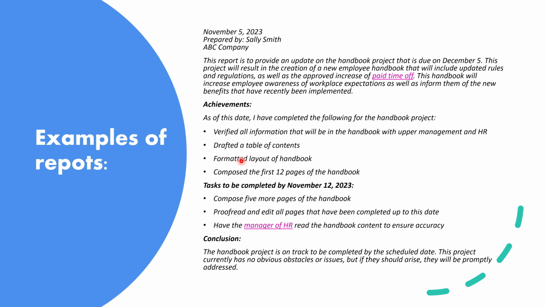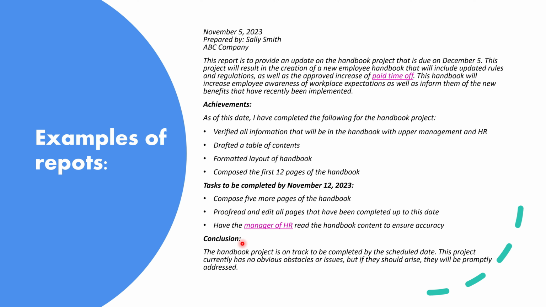And what is happening here is that this person is trying to tell his manager what exactly he has fulfilled up till now. So he did these bullet-pointed things. He drafted a table of contents, formatted a layout of the handbook, composed the first 12 pages of the handbook, and the tasks to be completed are these. These are yet to be completed by the 12th of November, 2023. So this is actually what still hasn't happened yet.